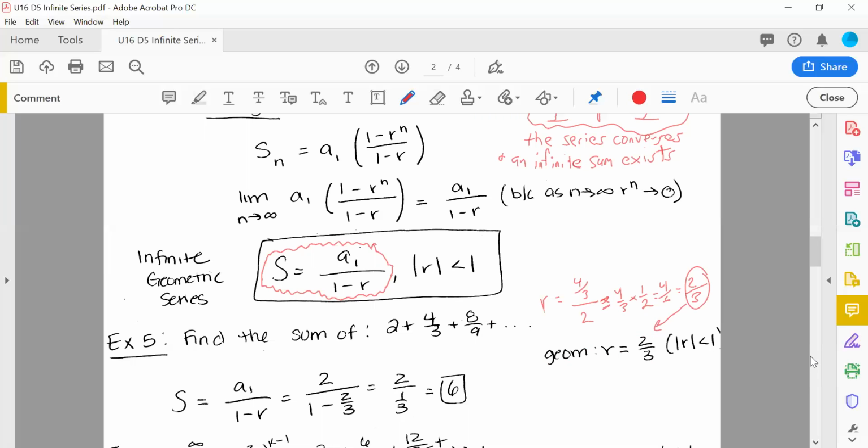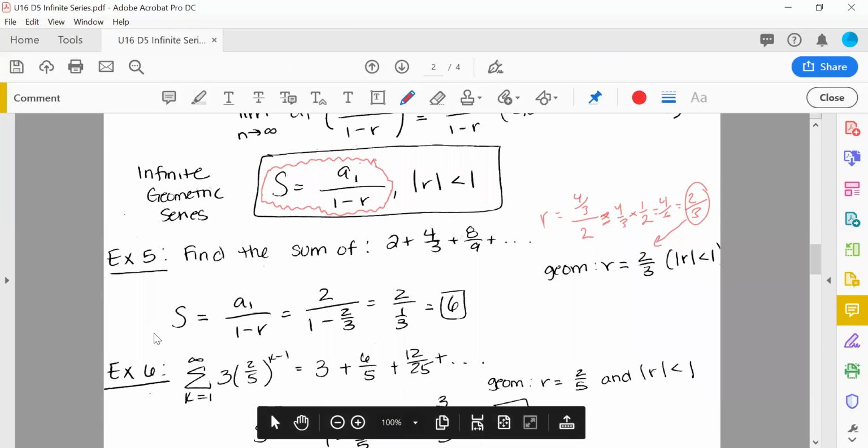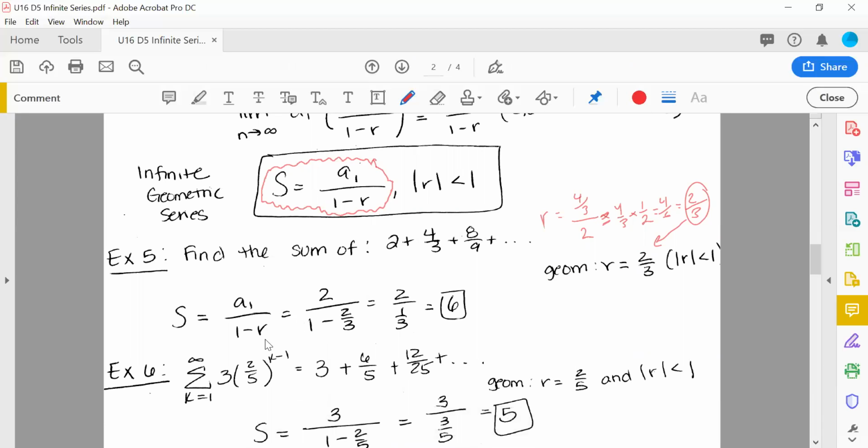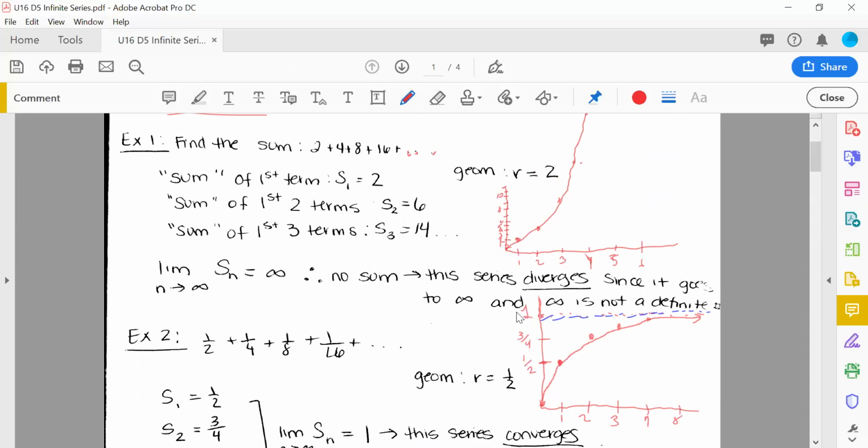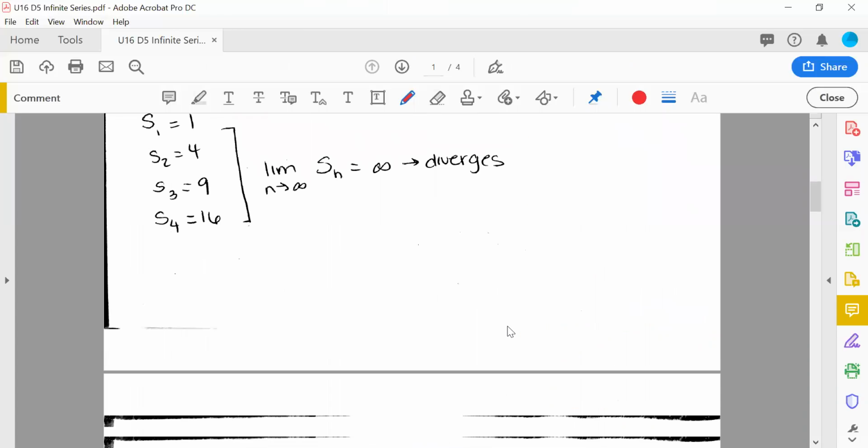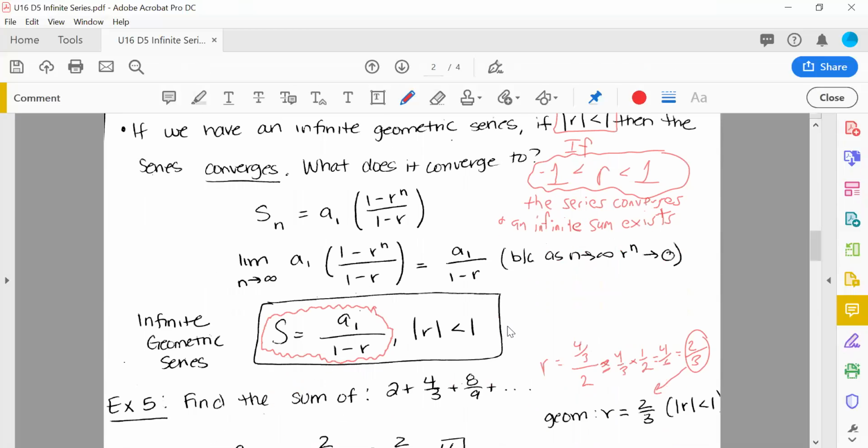Is 2/3 between positive and negative 1? It is. Ding, ding, ding. So to find the infinite sum, plug it in. Take the first term, which is 2, divided by 1 minus R, 1 minus 2/3. 1 minus 2/3 is 1/3, and then 2 divided by 1/3 is 2 times 3, which is 6. There you go, boom. So what does this 6 represent? This 6 represents that ceiling right there. That is where the asymptote is that your series will approach, the infinite sum. That's it. Congratulations, you found an infinite sum.